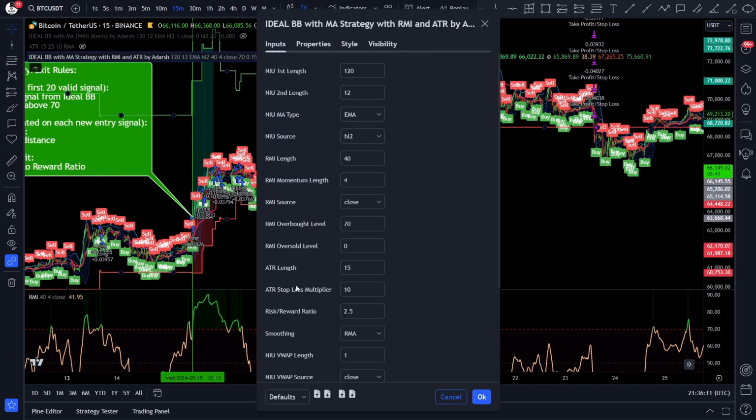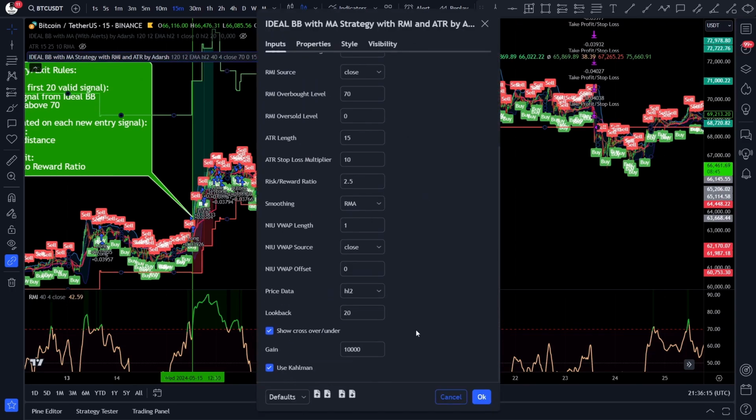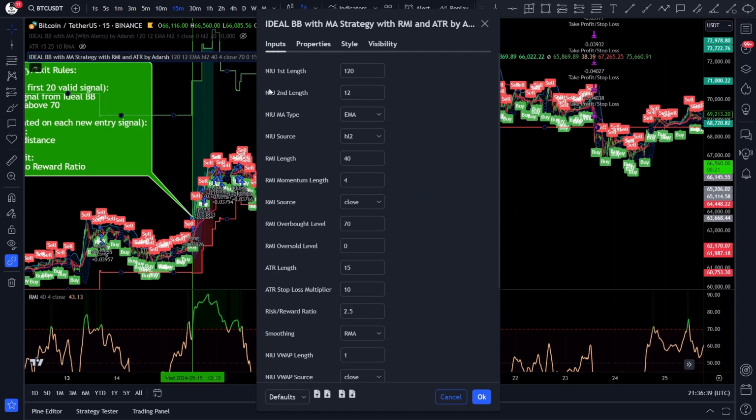Inside this script, you can set up every parameter that is used for this strategy. Keep in mind that all of the parameters that start with NIU, which means not in use, will have zero effect on the strategy. Okay, so these are the idealBB settings.